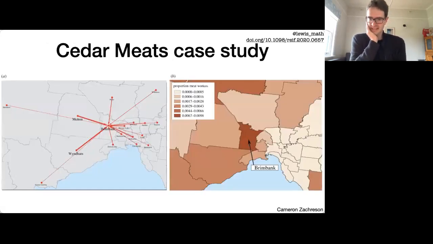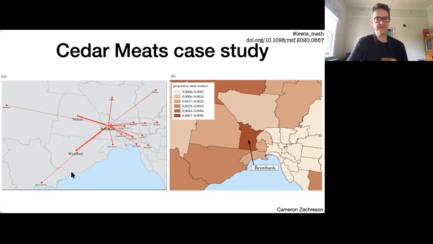So we did a few case studies for this paper, which you can go and look at. The first was in 2020. You may or may not remember the outbreak at Cedar Meats, a meat packing factory in the western suburbs of Melbourne. And we looked at risk associated with that, a bunch of secondary cases from that outbreak.